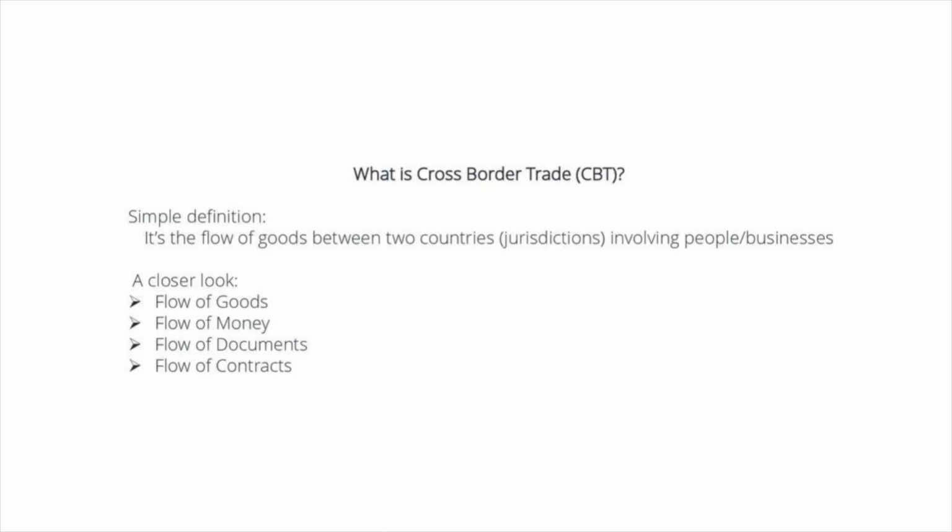The simple definition, as you take it out of a dictionary, is that it's the flow of goods between two countries, different operating jurisdictions involving peoples and businesses. But if you take a closer look at it, you find that there are four flows clearly defined in cross-border trade. One is the flow of goods, the other is the flow of money, then there's the flow of documents, and the flow of contracts.